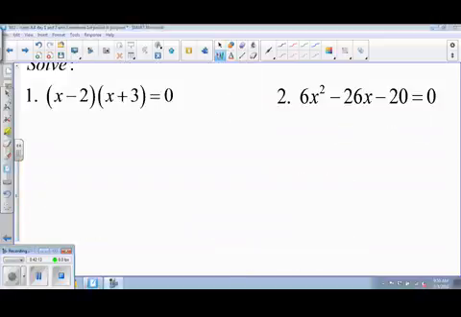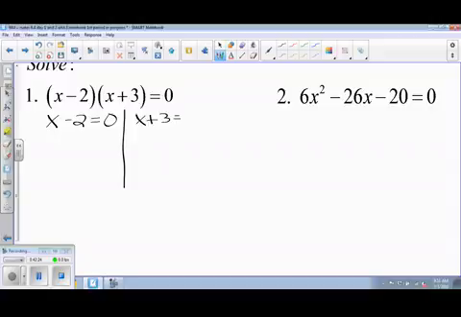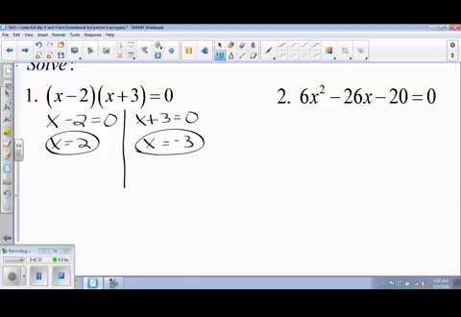Okay, so this one's already factored for you, right? So all we do is set each factor equal to 0. X minus 2 equals 0, and x plus 3 equals 0. Okay? And so x equals positive 2, and x equals negative 3.